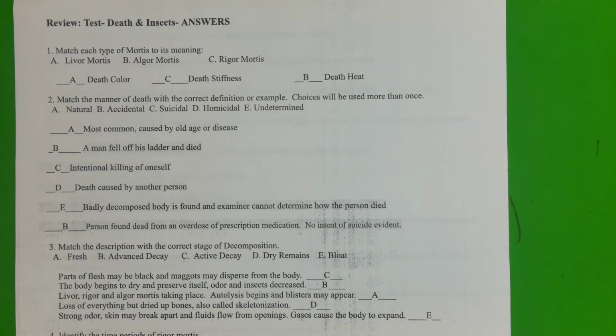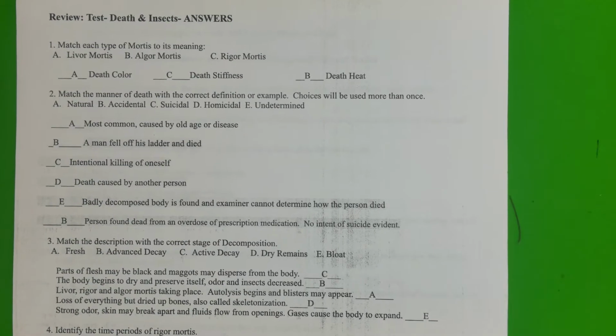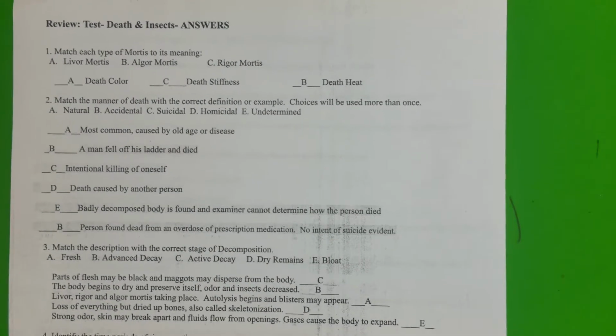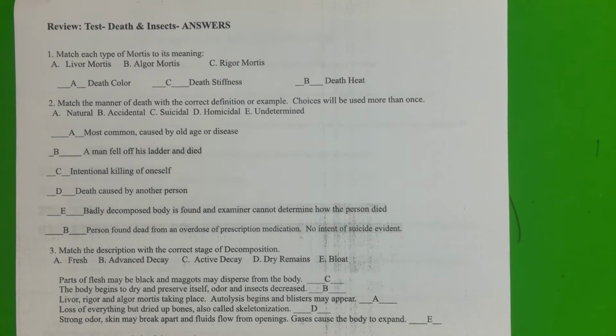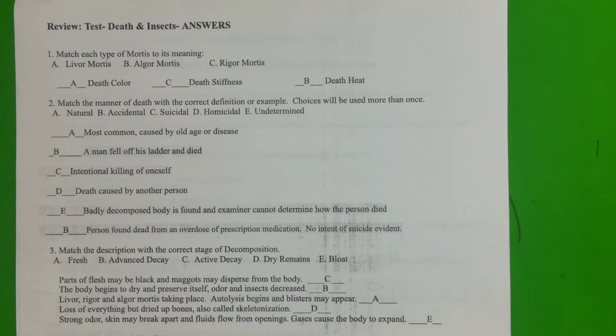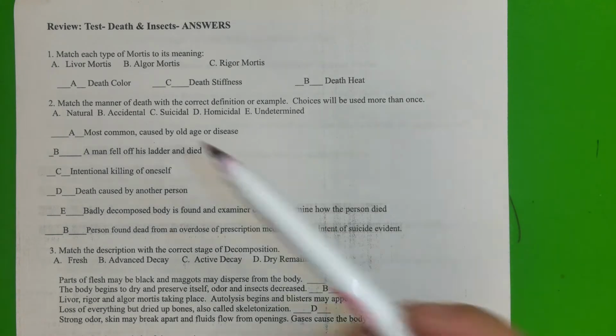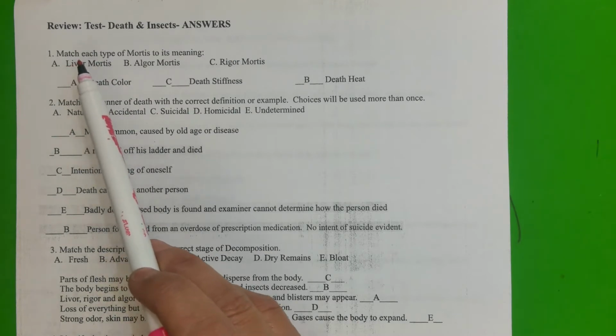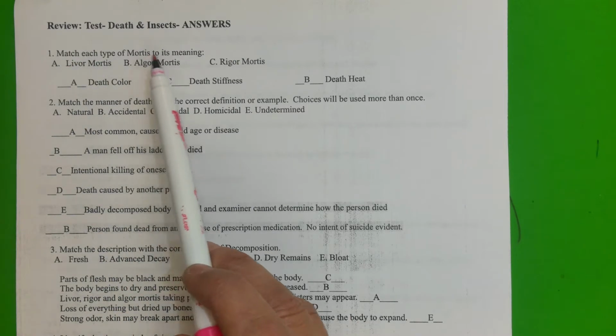Okay, we're going to start the review for the test on death and insects. Number one. I already have all the answers here, so you're welcome to just make sure you get the answers, but I do like to explain it if you like to hear it, so it's up to you. Anyways, match each type of mortis to its meaning.